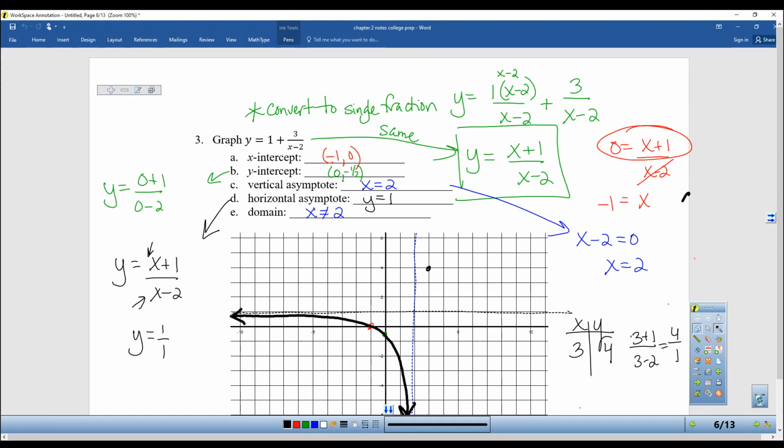So here we go. I follow the asymptotes and I go through my 1 point and I call it a day. All right, let's do another one.